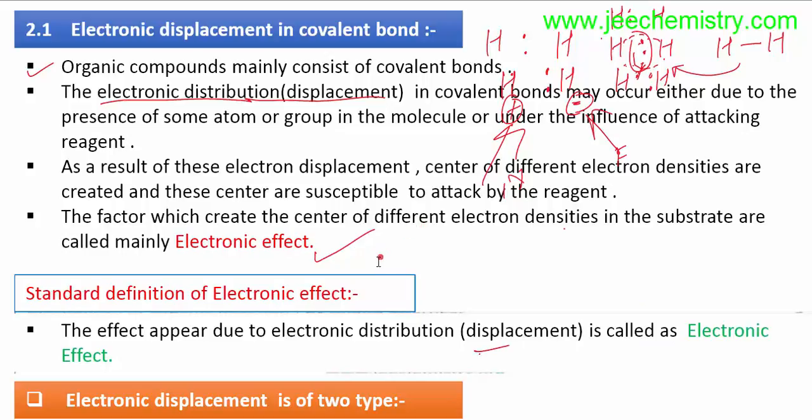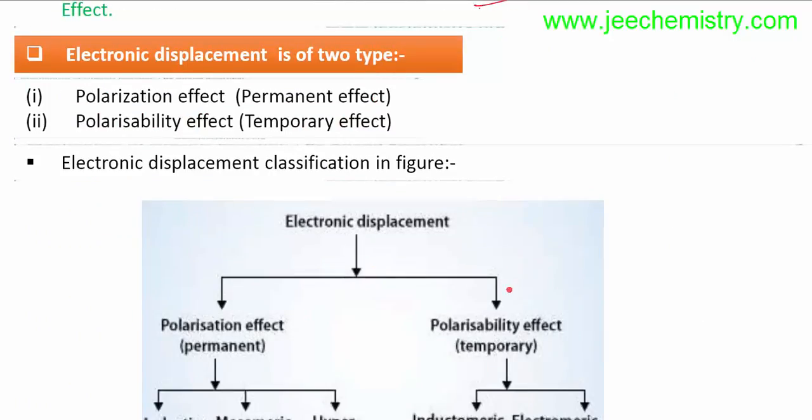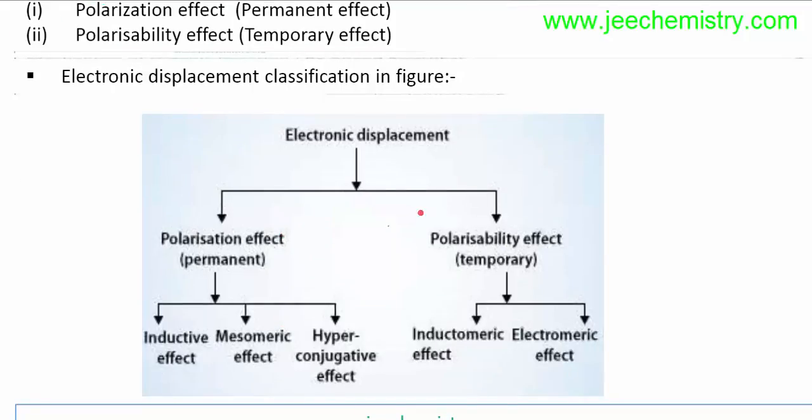The electronic effect is classified into two types: permanent effect and temporary effect. The permanent effect is called the polarization effect, and the temporary effect is called the polarizability effect. The permanent effect is classified into inductive effect, mesomeric effect, and hyperconjugation. The temporary effect is classified into inductomeric effect and electromeric effect. In the temporary effect we have to learn a little bit about the electromeric effect, not much. But we have to learn in detail about the inductive effect, mesomeric effect, and hyperconjugation.